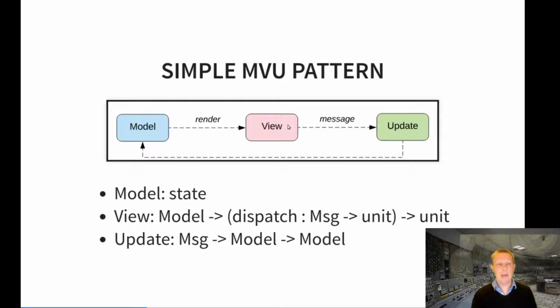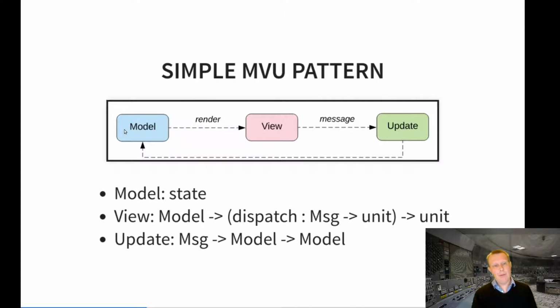So you click on something or some event happens, and the view will then dispatch a message which goes to the update function. The update function will receive that message. It will look at the message and say, okay, what kind of message is this? It will extract any kind of data from the message, and it will create the new model, and send it back around in the loop.